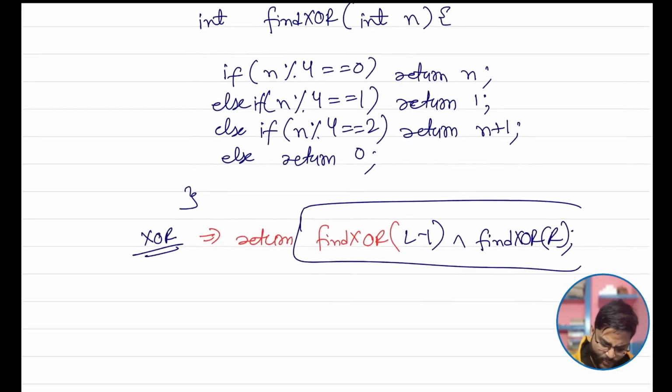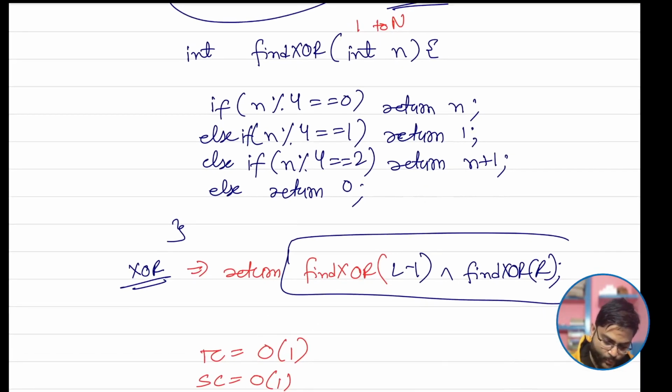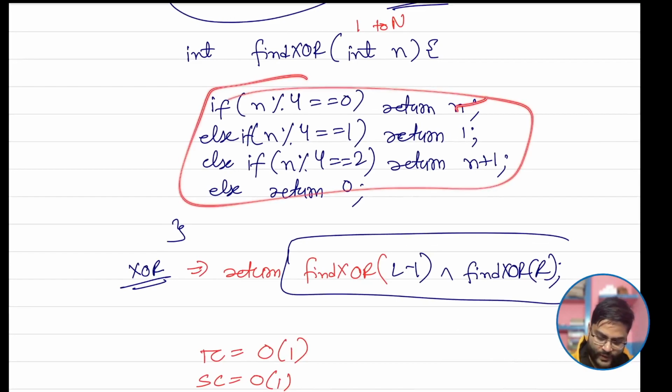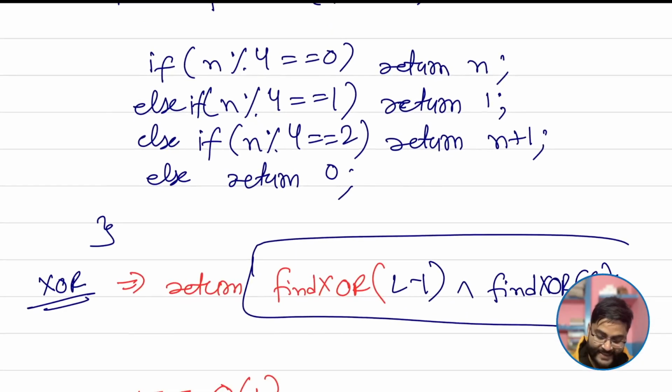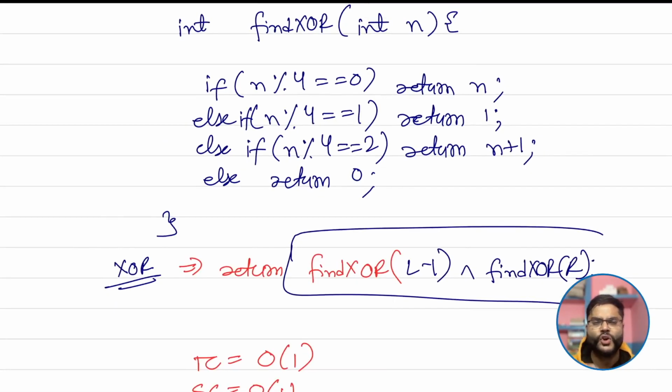And what will be my time complexity? My time complexity will be order of 1 and space complexity will be order of 1. So performing this task is nothing but an order of 1 task. In order of 1 you can find the XOR from 1 to n as well as from a particular range. So this was all about this problem.